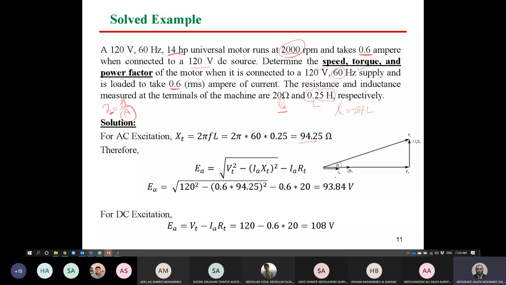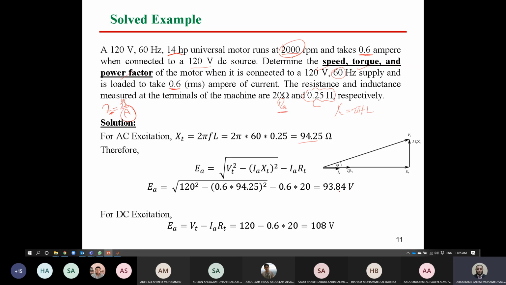So simply, we can say from the phasor diagram here, E equals VT cosine theta minus IA RA. This is the relation of VA. Or we can get this length in terms of VT square minus IA XL square in order to get that length using Pythagoras. So the square root of VT square minus IA XL square. This is now representing the vector here. Then minus IA RA in order to get the value of EA. Substitute in the equation, simply you can get the value of EMF now.